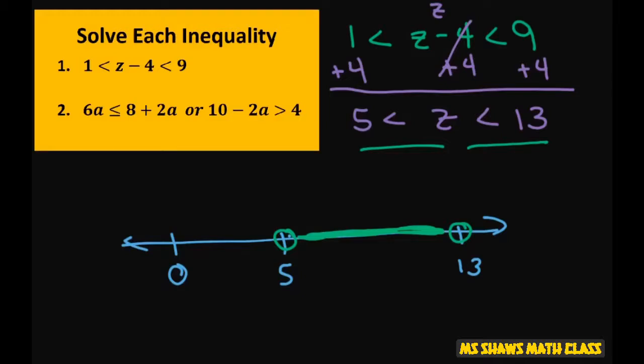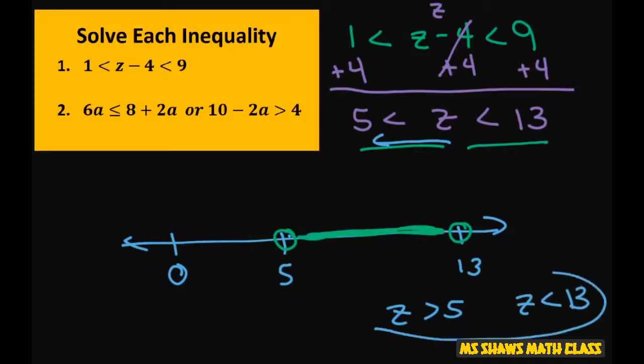You've probably seen it like this. So it's basically saying, well, z is greater than 5 if I read this the other way. And z is less than 13. And when you see something like that, it's always a good idea to write it like that in interval notation.